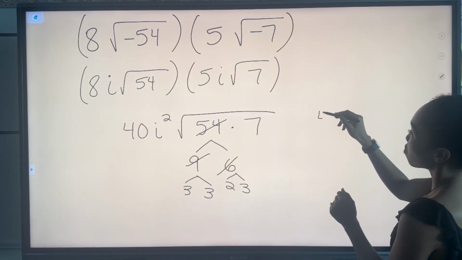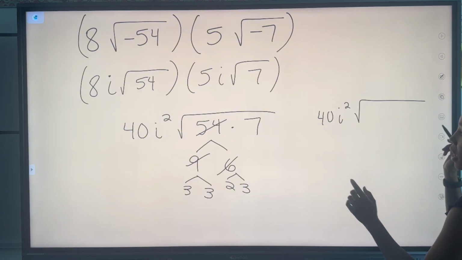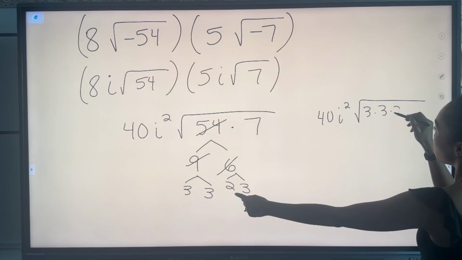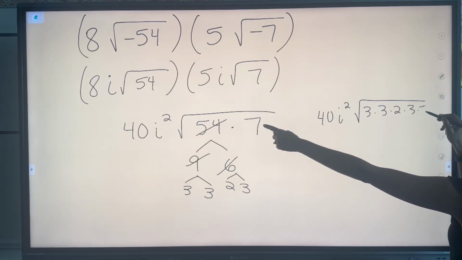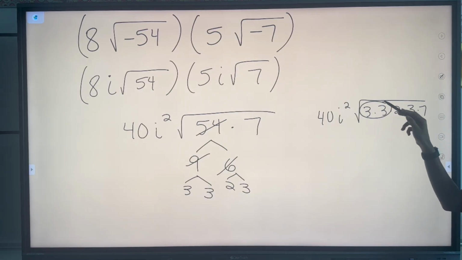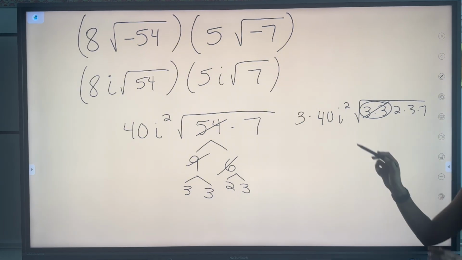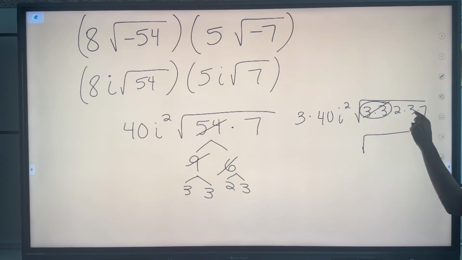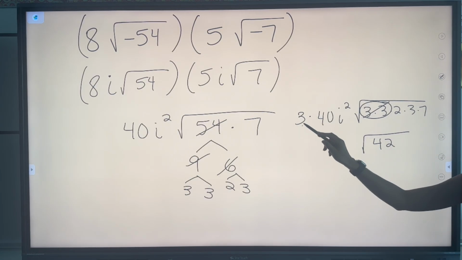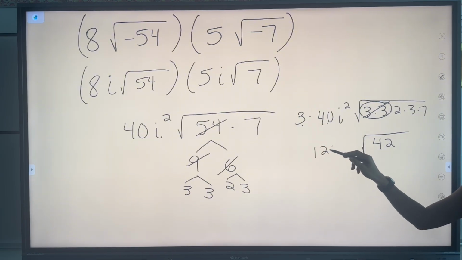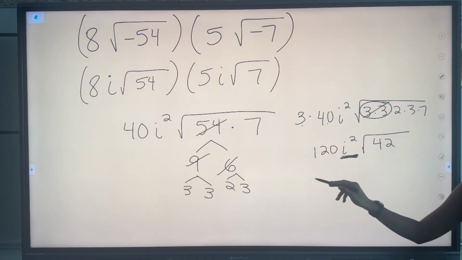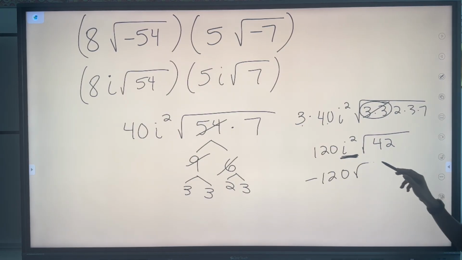So what I have is 40I squared, and 54 times 7 can be written as 3 times 3 times 2 times 3 times 7. So here's a pair of 3s that goes outside. Do I have any more pairs? Nope, so that will just stay together. 2 times 3 is 6, times another 7, that's 42 under the square root symbol. 3 times 40 is 120. And I squared is negative 1. So this is negative 120 square root of 42.